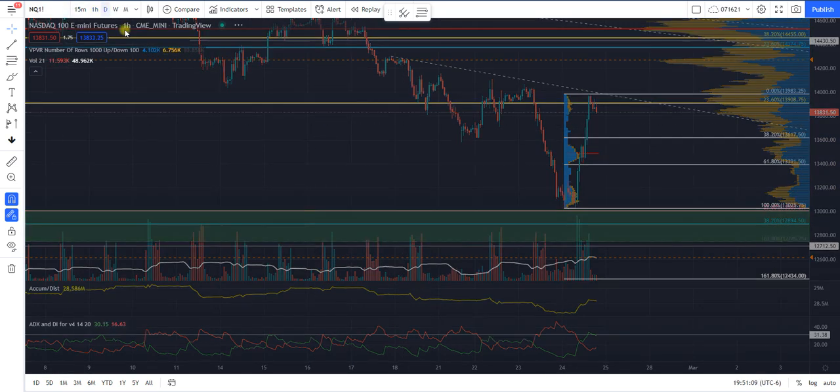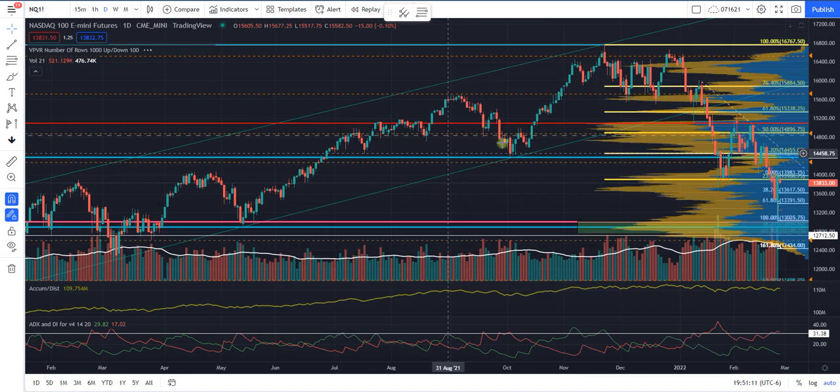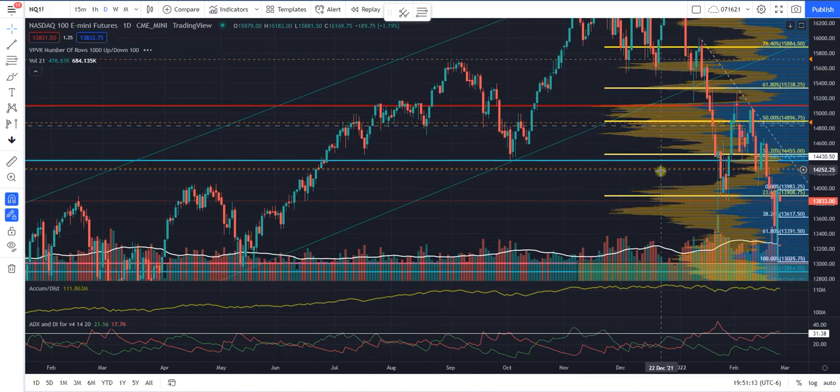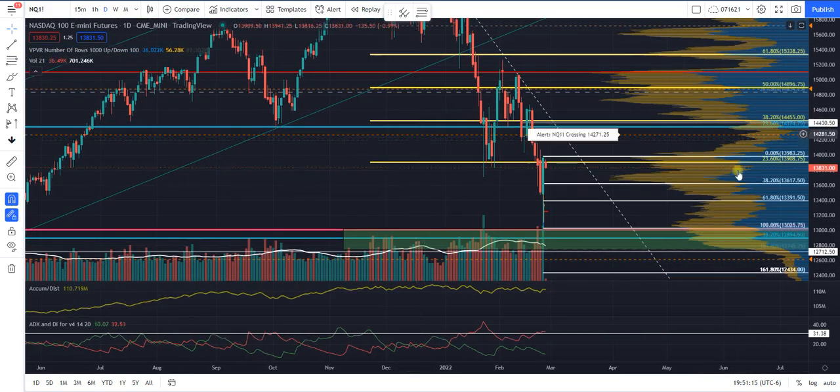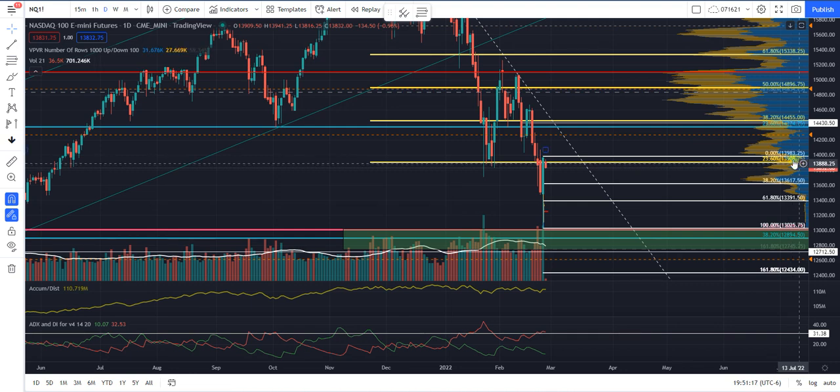To the top side, if price is to break over 13,908.75, we look for a move higher into the 14,374, 14,455, keeping with the test of the downtrend. The next resistance point above that is 14,896.75.